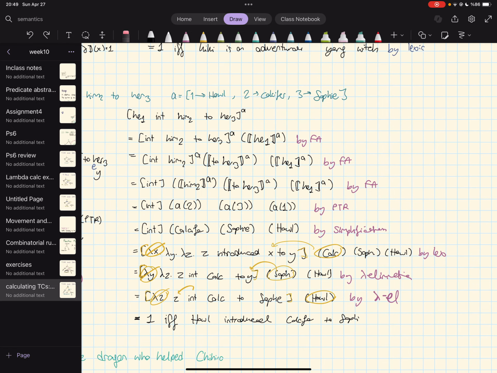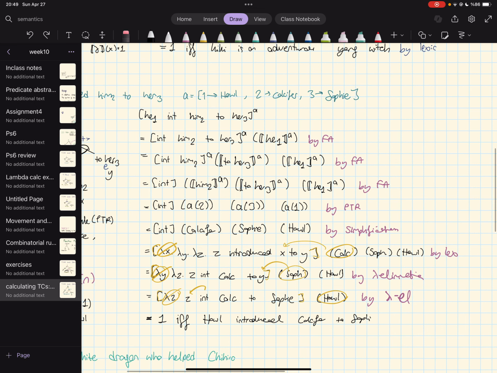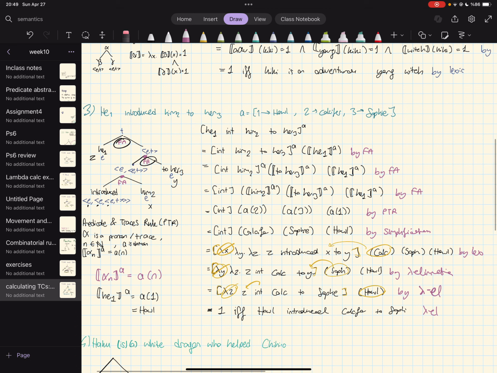I made use of my lexicon to write down the denotation of the predicate introduced. Introduce is a three-place function which takes, obviously, 3 arguments, x, y, and z. So then I had to do lambda eliminations to get the truth condition of our third example. So yeah, he introduced him to her denotes 1 if and only if he introduced Casper to Sophie in this very domain, in this very universe. So yeah, we're done with the third example.